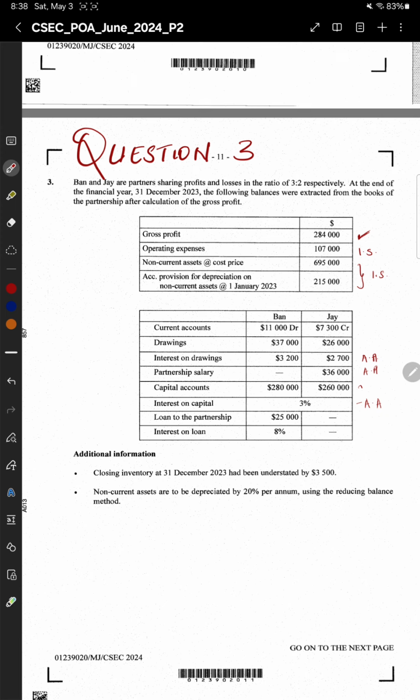Loan to partnership. The loan will be in the balance sheet, but the interest on the loan will be in the income statement, even though it's a loan to the partnership. Closing inventory has been understated by 3,500. If closing inventory has been understated, it means that the gross profit has also been understated. Therefore, we have to put this in the income statement and we have to add it. Right, so we added it, so the gross profit will come back to the actual amount it was supposed to be. Non-current assets are to be depreciated by 20% per annum using the reducing balance method.